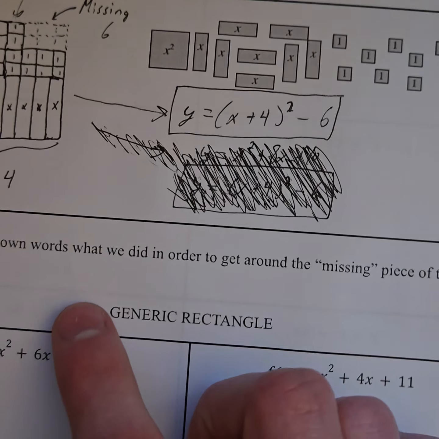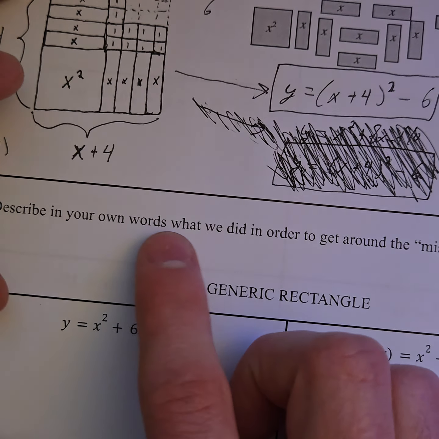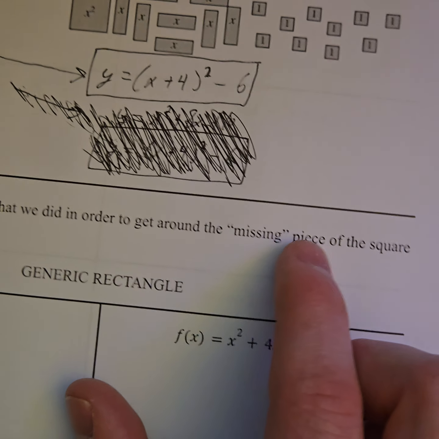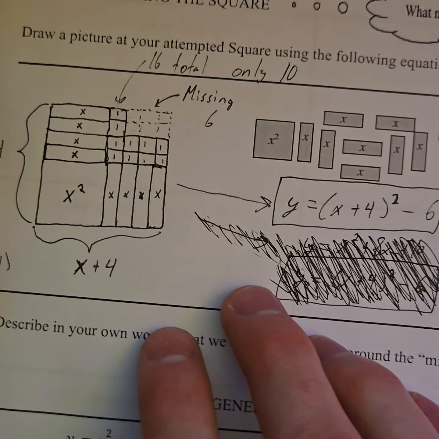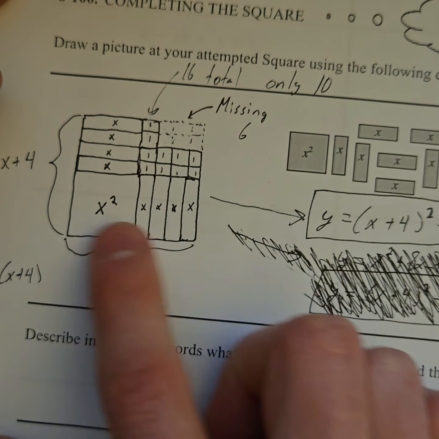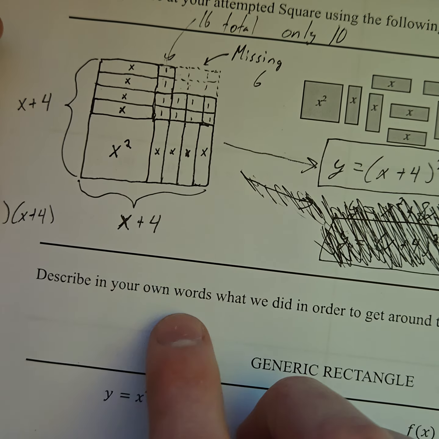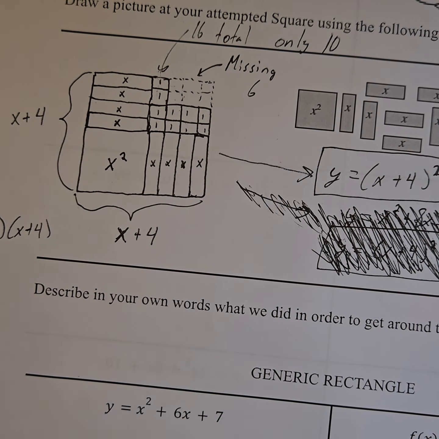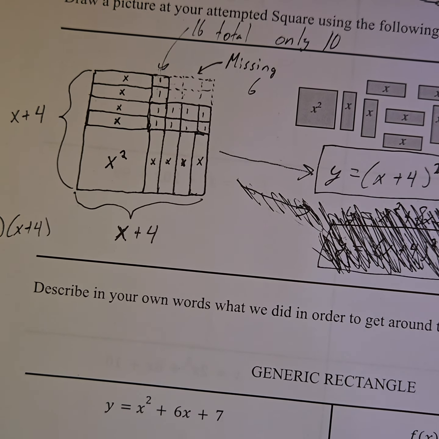Okay, so down here it says, describe in your own words what we did in order to get around the missing piece of the square. So I want you guys to pause the video here. Again, try to think about what I was explaining here and write down in your own words what you did here. So pause the video, take a minute, ready, go.